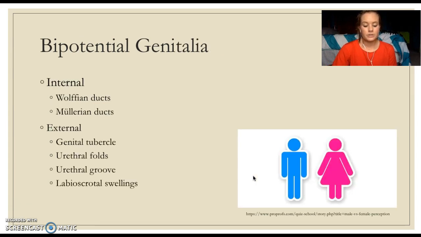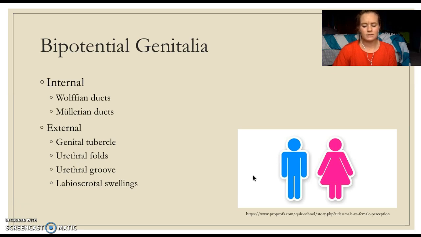The bipotential internal genitalia consists of 2 pairs of accessory ducts: the Wolffian ducts that derive from the embryonic kidney, and the Mullerian ducts. As development continues, only one of these ducts proceeds with development while the other one degenerates. Which duct proceeds and which degenerates depends on gender. The bipotential external genitalia consists of a genital tubercle, urethral folds, urethral groove, and labioscrotal swellings. These structures will all differentiate into the male or female reproductive structures as development continues.